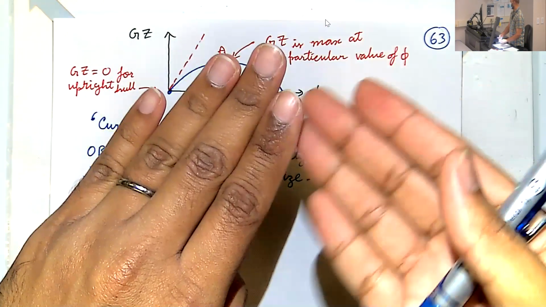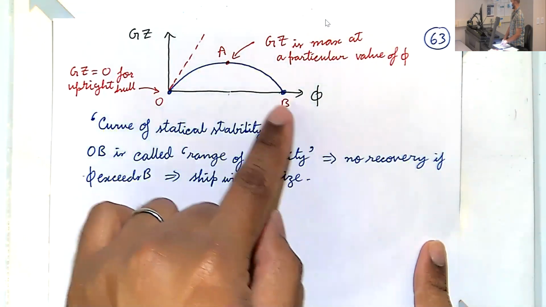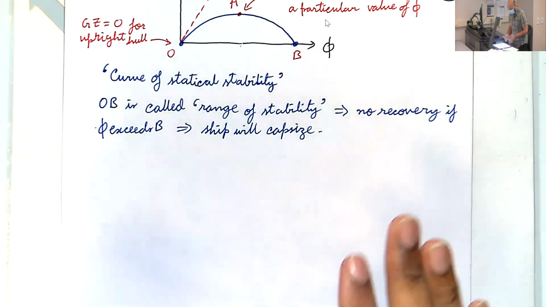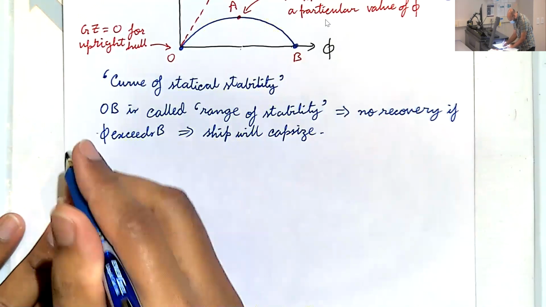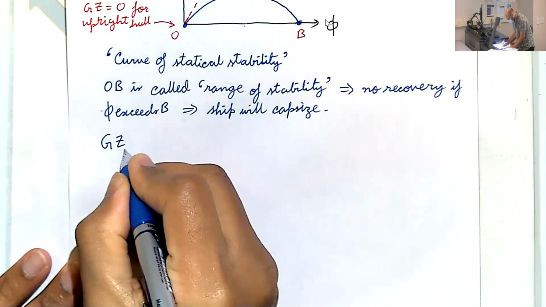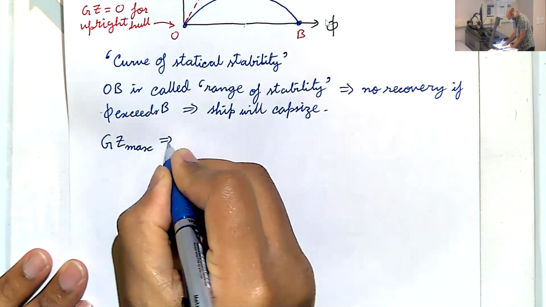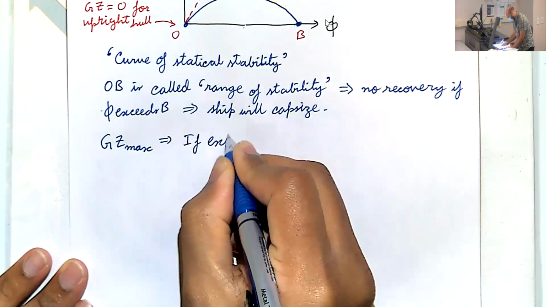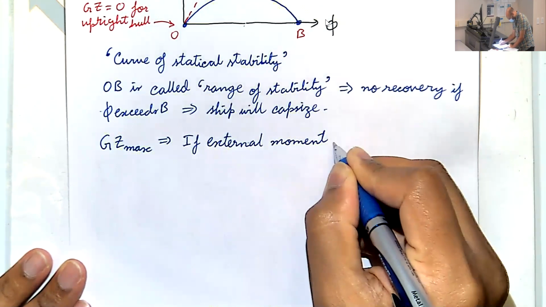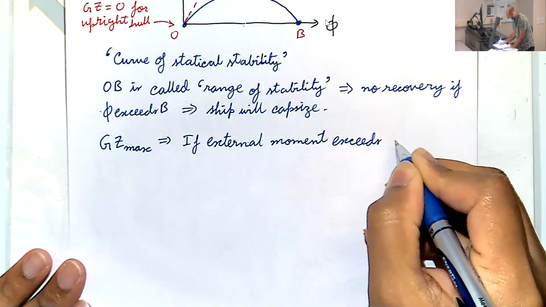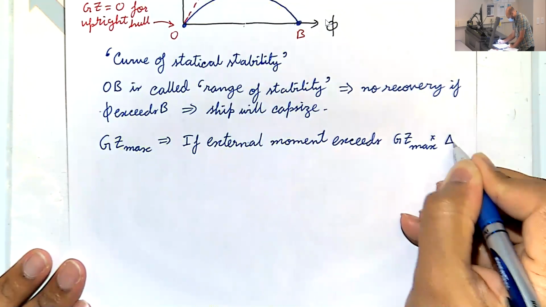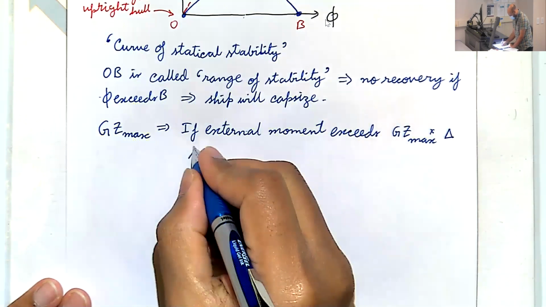If our external torque exceeds this, there's no point of return. So the curve tells us another important thing. GZ max tells us that if the external moment exceeds GZ max times delta, the ship will capsize.